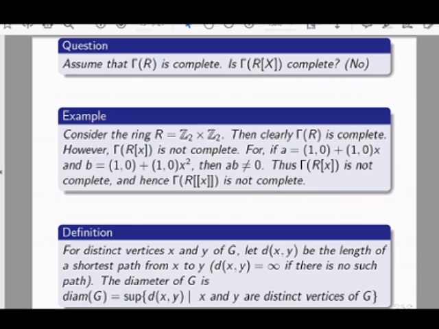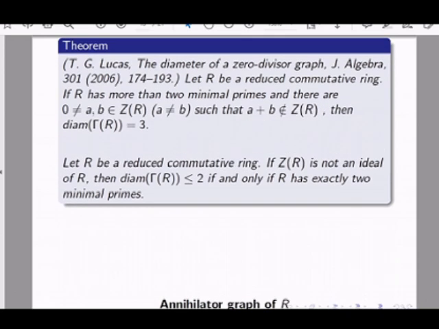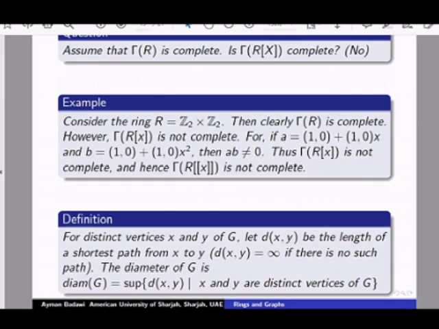Well, remember what this means. This is the power series when you have double brackets. And remember, we always think of the polynomial ring as a subring of the formal power series. So if the polynomial ring is not complete, then definitely the power series ring is not.